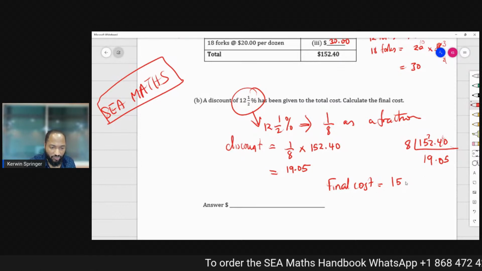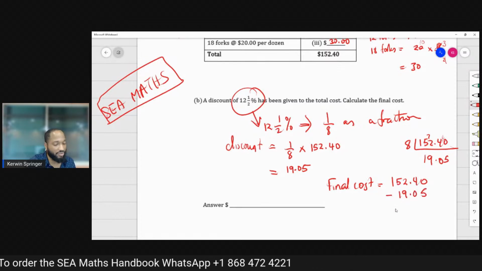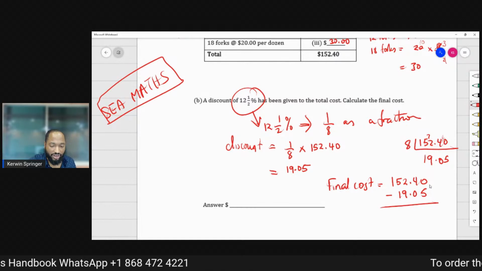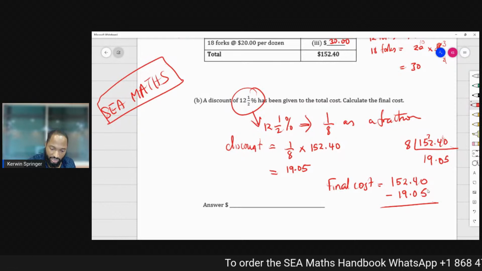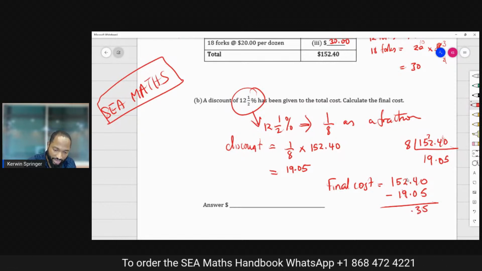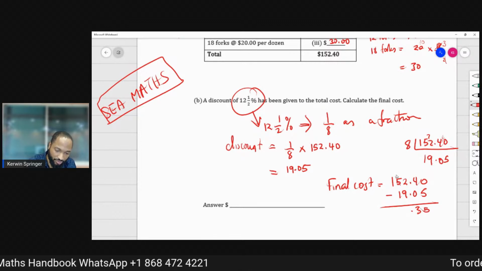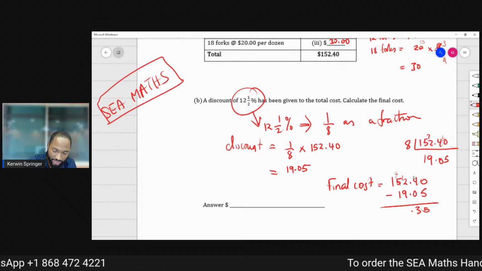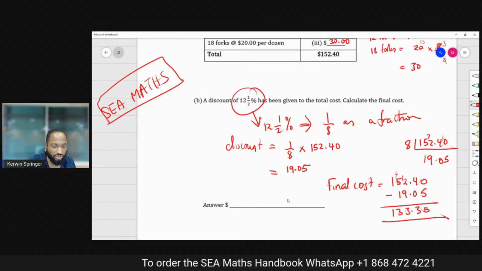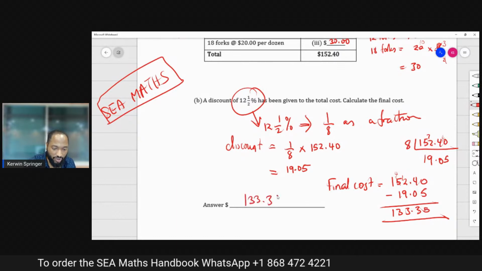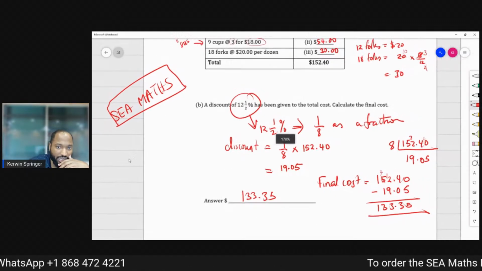What do we do for the final cost? So 152.40 minus 19.05. So what is this? What are you getting for the final cost? Is it 0.35? 9 can go from this. So what I would do is take away 1 from that and put it here. So that's 9 from that's 3. 133. Is this 133.35? You all double check this for me. Let me double check it for myself.